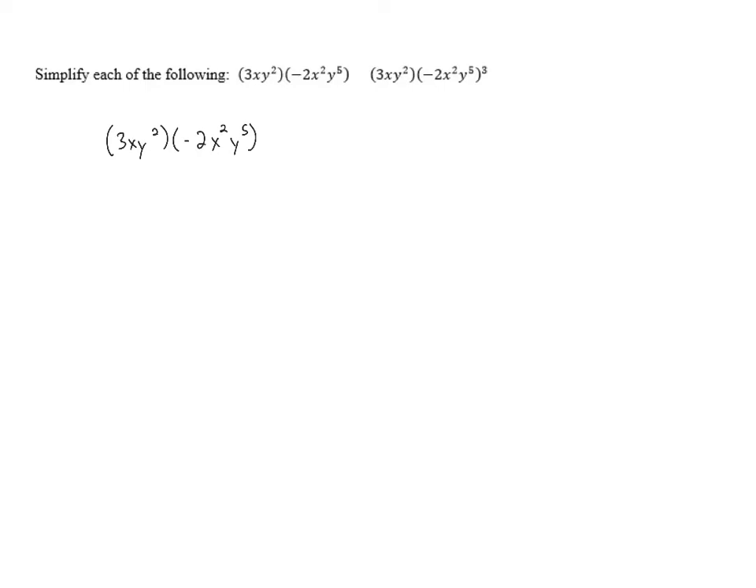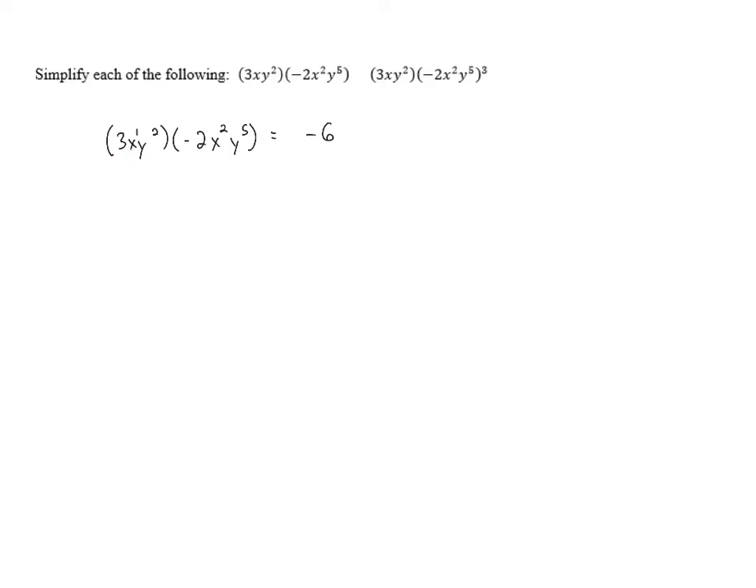And because multiplication can happen in any order, we can focus on the coefficients first, and then the x's and then the y's. So let's start with the coefficients. 3 times negative 2, that's not too difficult. That gives us negative 6. Now let's look at the x's. X times x squared. Well, x is x to the first.